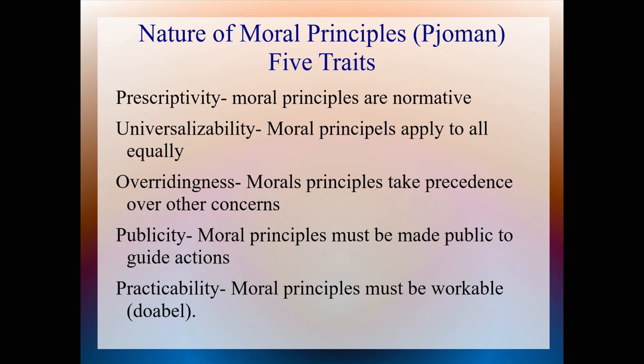And we'll eventually end up talking about what you do when you have two or more moral principles that seem to be in conflict with one another and how you resolve that. But moral principles should override non-moral principles. Publicity is the next one. Moral principles must be made public to guide actions. So moral principles can't be secret. They've got to be available for the public. You have to be able to know what you're supposed to do. They have to be publicized and talked about in order for them to be moral principles. So if they're things that are hidden and secret, then they can't be moral principles.